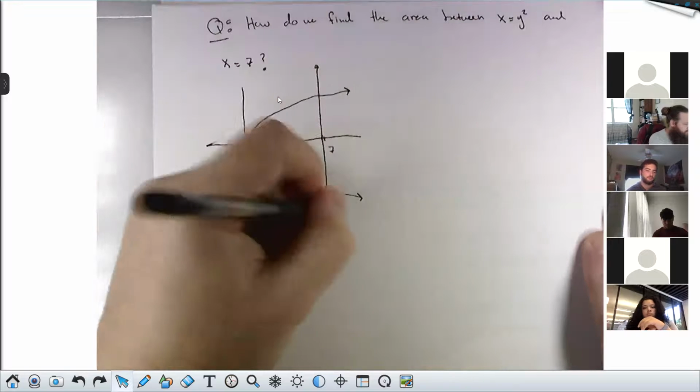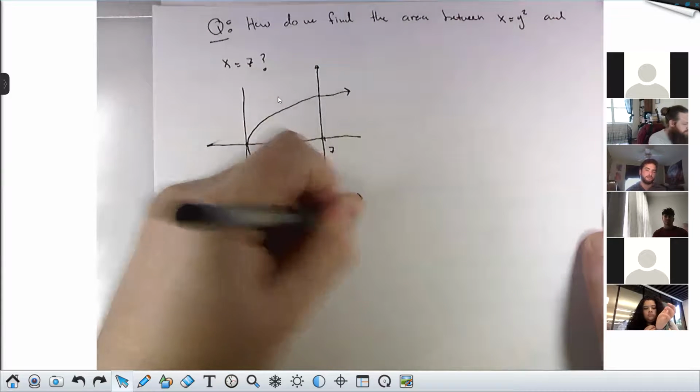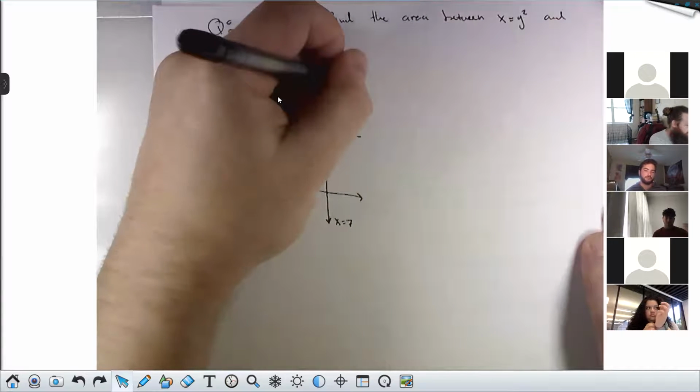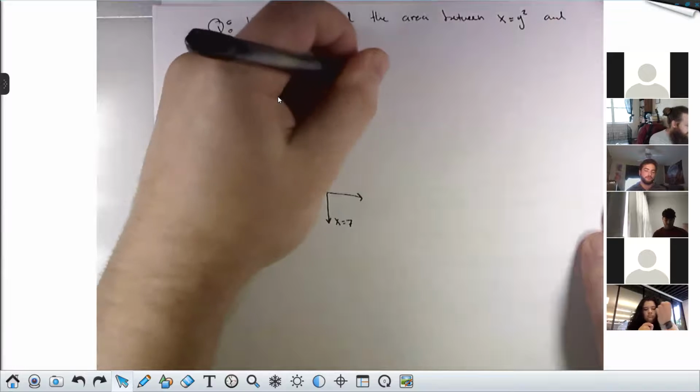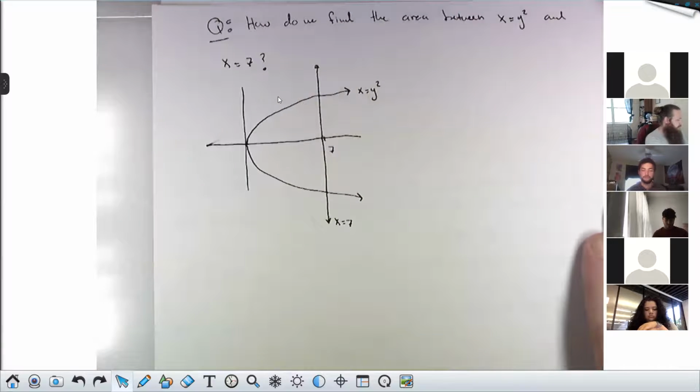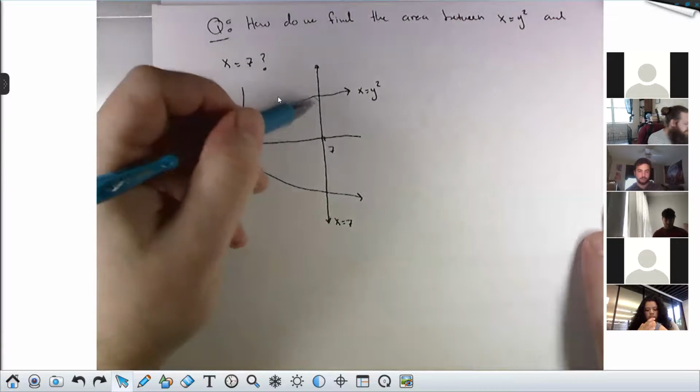Okay, so here's the curve x equals 7, and this parabola is the curve x equals y squared. The area I'm after here is this area.